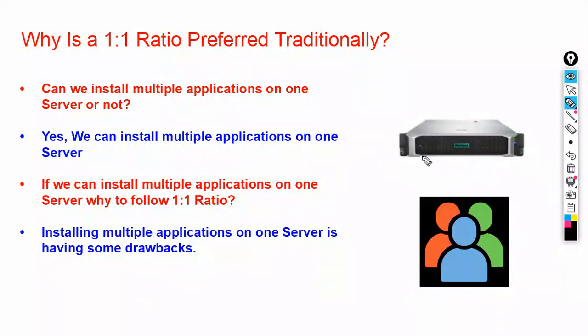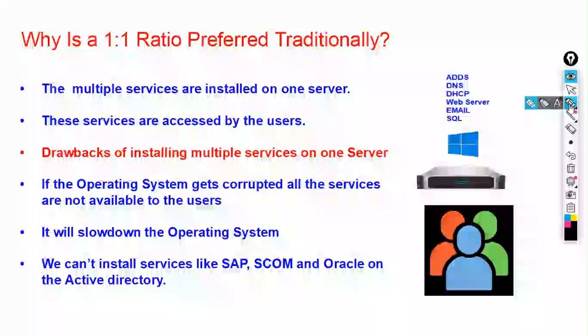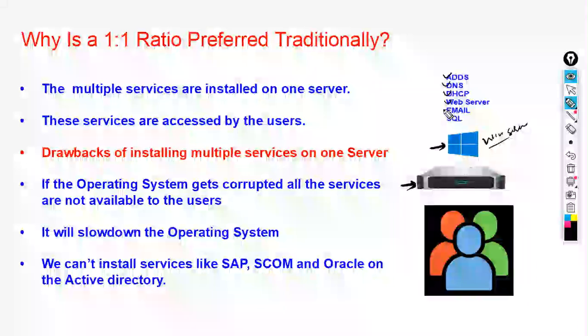Let us try to understand the drawbacks of installing multiple services on the same server. In this example, we have taken only one physical server. After taking the physical server, we need to install the operating system. Let us say it is the Windows Server operating system. After installing it, we have installed all the services like Active Directory, DNS, DHCP, web server, email, and SQL server. Now, what is the problem with this approach?